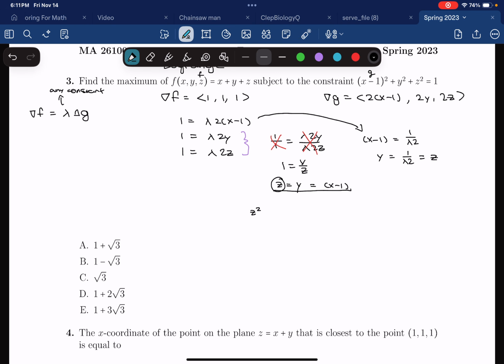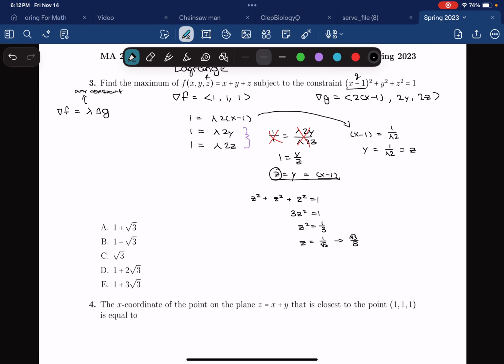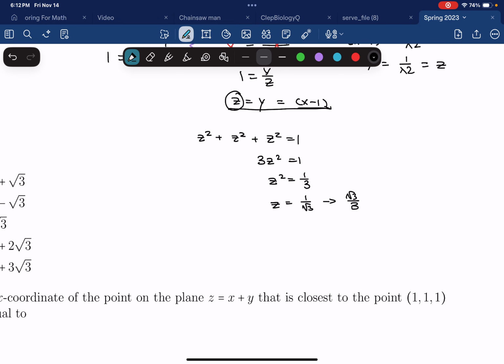z squared plus z squared plus z squared is equal to 1. Now you may be thinking, why is it a z squared, not like a z minus 1? Well, remember, x minus 1 is equal to z, so it's the full thing. So in this case, 3z squared is equal to 1, which means that z squared is equal to 1/3, which means that z is equal to 1 over root 3, or just root 3 over 3.